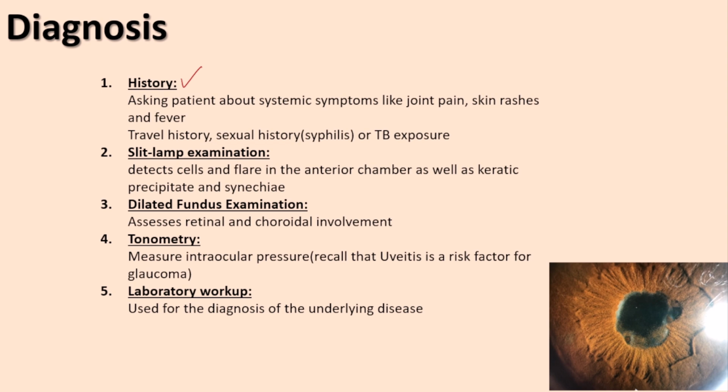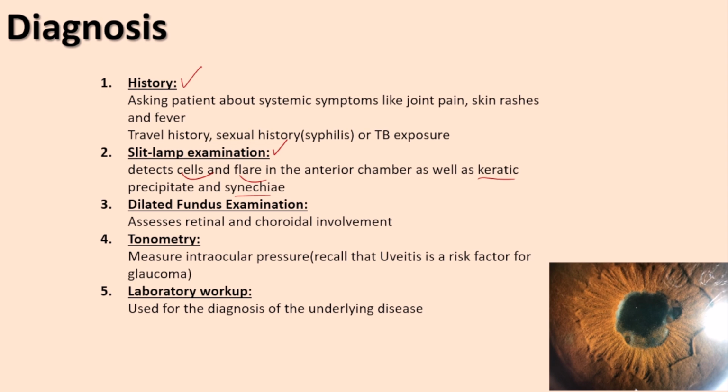The second tool that we are going to use is a slit lamp examination, and it can detect cells and flares in the anterior chamber of the eye, and also you can see keratic precipitates and synechiae in the anterior chamber. So what is the synechiae? Synechiae is plural for synechia. These are adhesions between tissues of the eye. These adhesions are not supposed to exist there, but they are now because of the inflammation in uveitis.